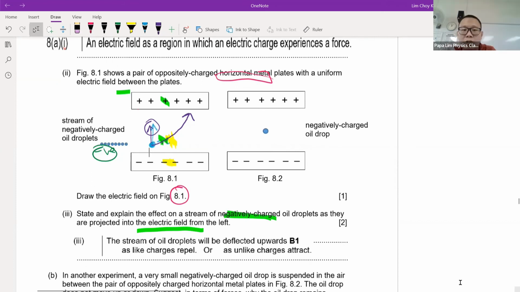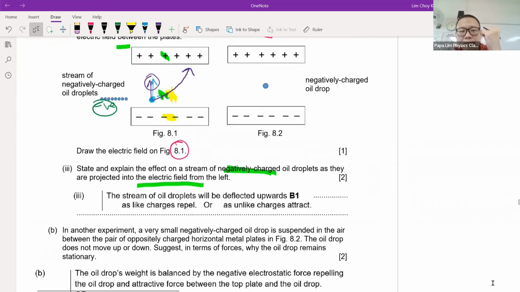This is because of the attraction between the oil drop and the positive plate. Why? Unlike charges attract. And it also moves up because the negative charge versus the negative plate at the bottom also has a repulsion force. So both directions of force actually point upwards. So definitely the oil drop will be deflected upwards.